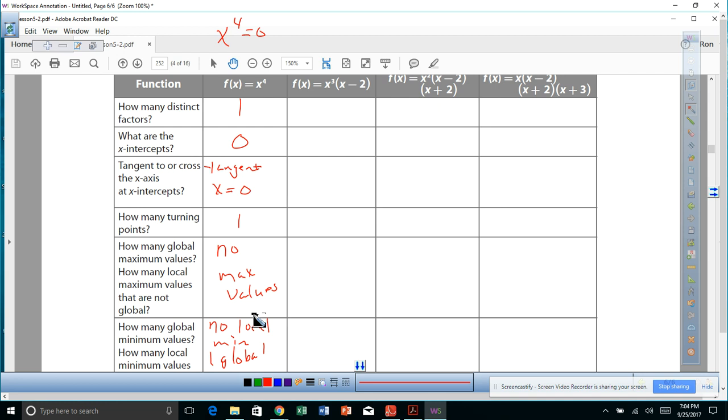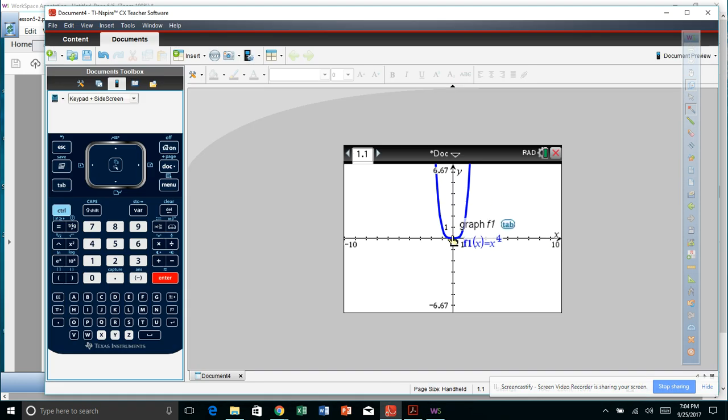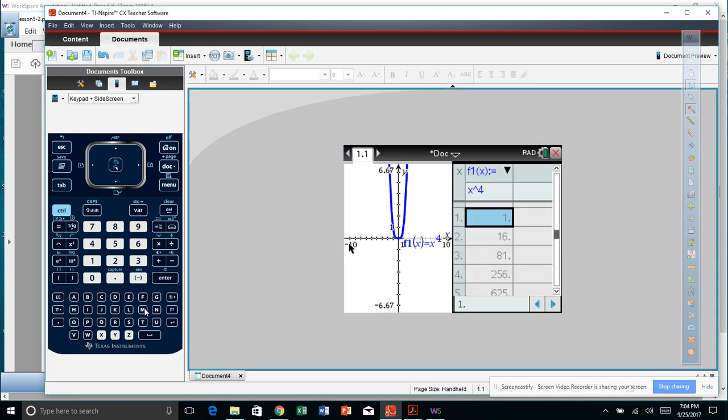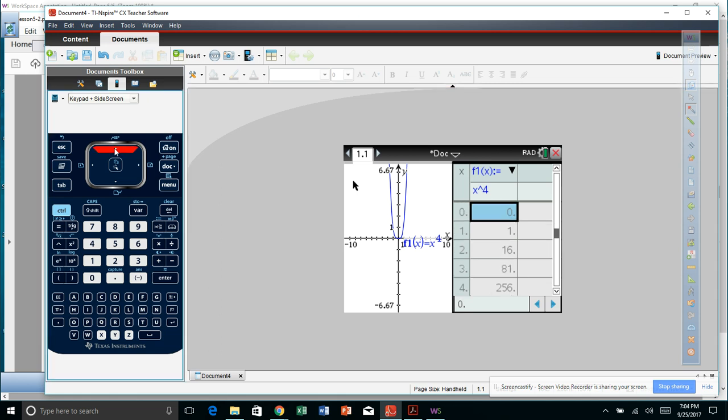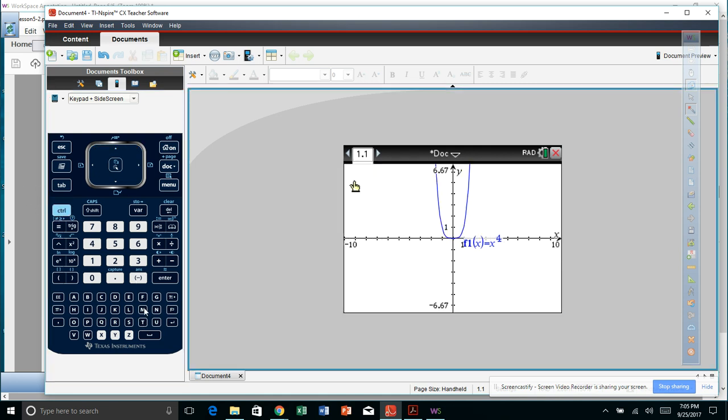All right, now let's try. If you remember on the x squared, it went up and touched the axis but didn't cross it. And here on the x to the fourth, it goes down and touches it. Control T, and you'll see it touches it but doesn't cross it. Now, how's that going to be a little different with this next one?